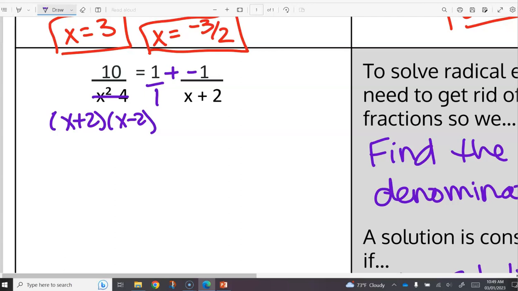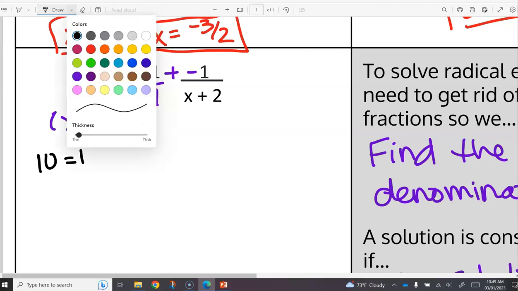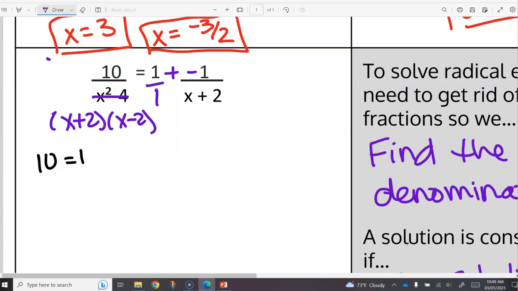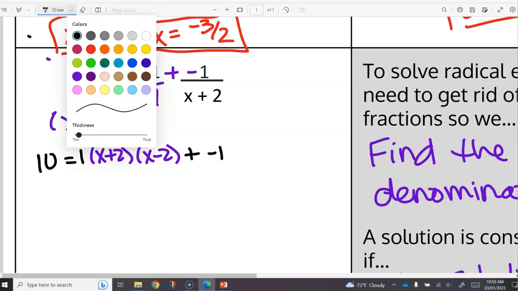Does my first fraction, is it missing any of those pieces? No. So 10 is good. 10 equals. Is my next piece missing any of those denominators? He's missing both of them, right? So we got to bring in the x plus 2 and x minus 2. It's going to be the x squared minus 4. Okay. And then plus, we have this negative 1 right here. Is it missing anything? What is it missing? The x minus 2.